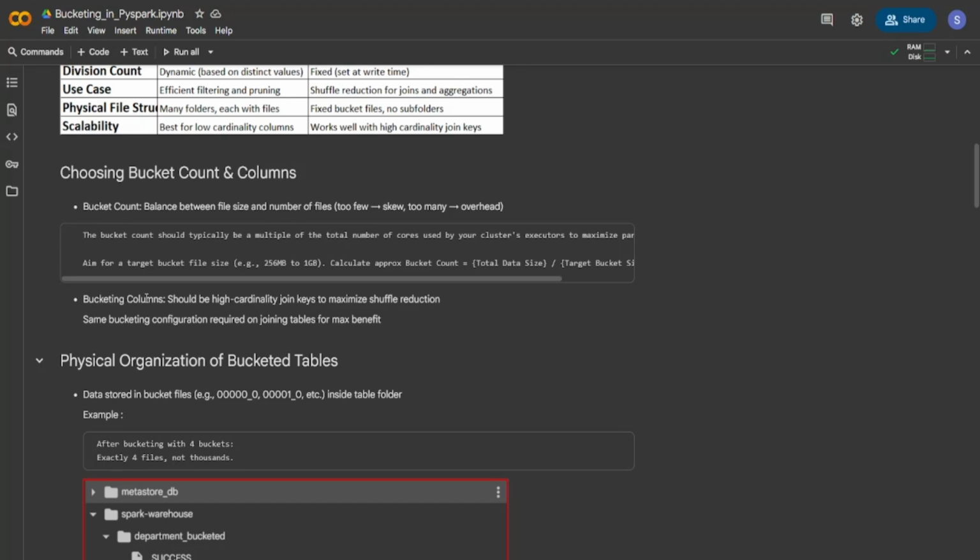Next is bucketing columns. The bucketing column should be the most frequent join key or the column used most often in group by or distinct operations. For maximum benefit, the two tables being joined must be bucketed on the same join keys. If this condition is met, Spark avoids the costly exchange, allowing the join to be performed by simply pairing the corresponding bucket files. Example, bucket 0 of table A joins only with bucket 0 of table B.